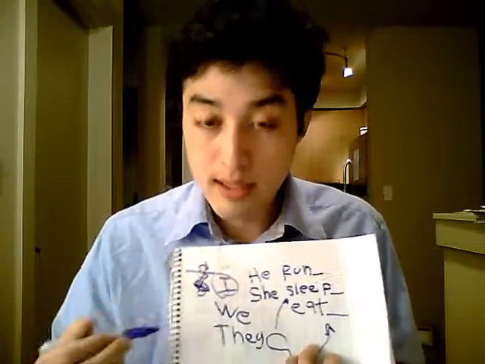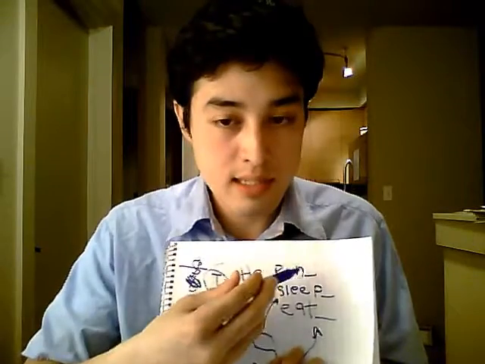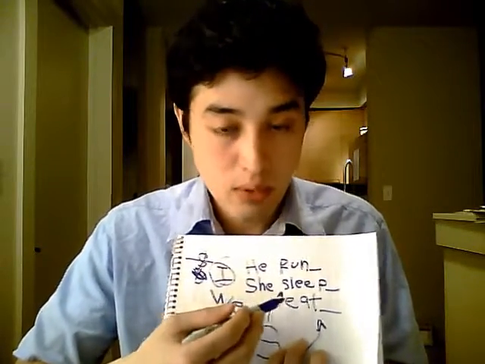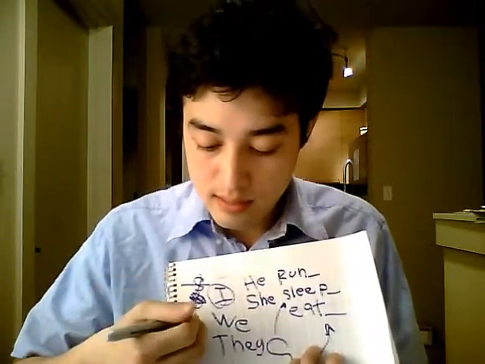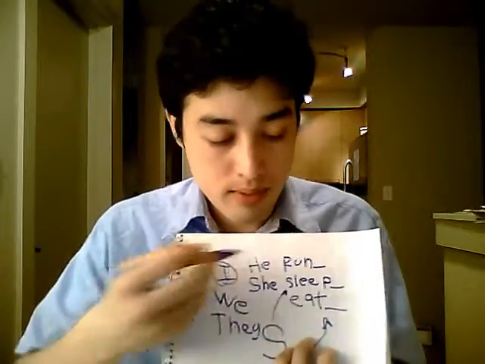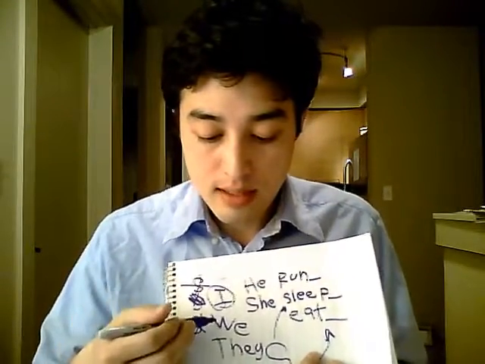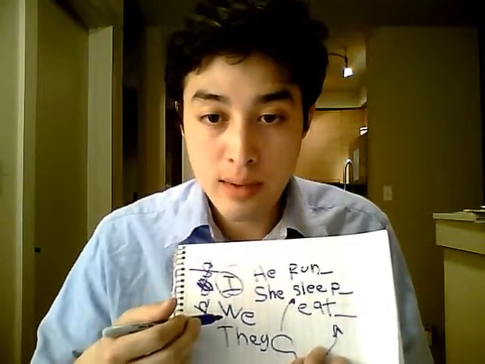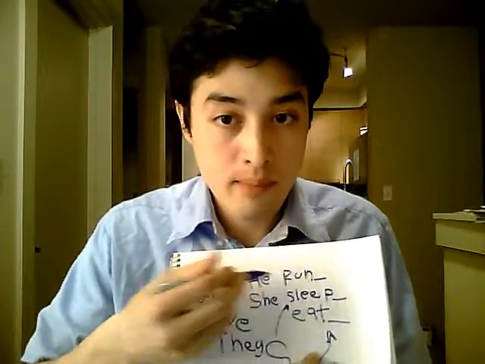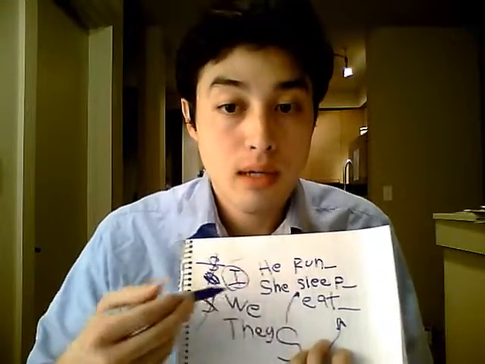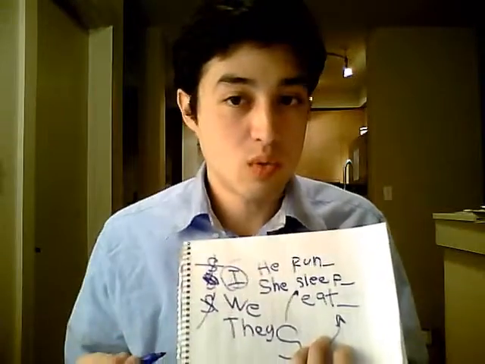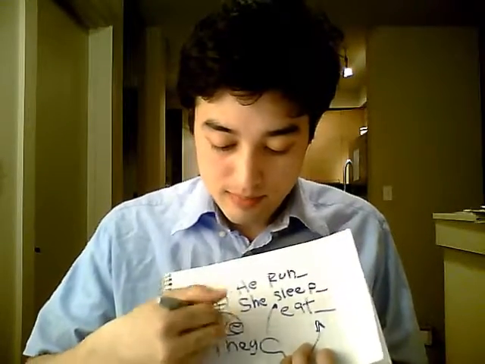What about we? Can you say we runs, we sleeps, we eats? Can you put an S at the end of the verb? No. No S at the end of the verb. So instead, you can say we run, we sleep, we eat. That's right. Very good.